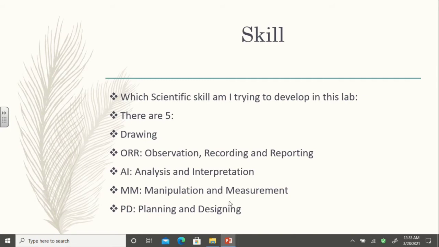So these are the skills that you may be developing. Chances are you might be doing 2 of them, but usually not more than 2. If you're doing drawing, it's really just drawing, and if you're doing PD, it's only PD. But you can have a mixture for ORR, AI, and M&M, but usually just 2 of those are being developed. Right? So that's your skill. You should have this in your lab.